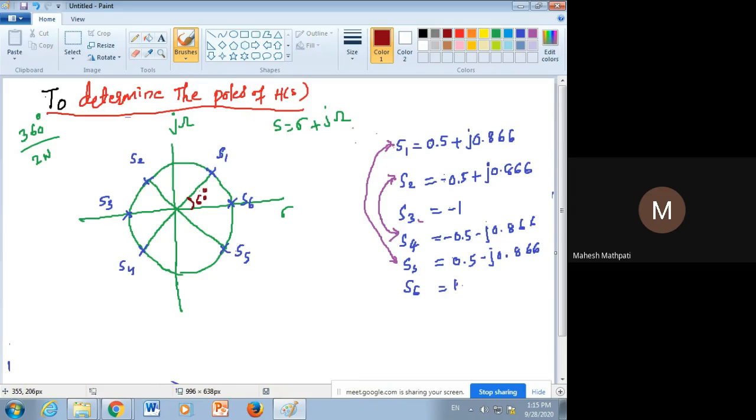ठीक है. तो अभी S1 का वैल्यू दिया हुआ है यहाँ पे. What is S1? S1 is 0.5 plus j 0.866. मतलब दोनों वैल्यू फर्स्ट क्वाड्रेंट में आएंगे, बराबर? दोनों पॉजिटिव है. So this is our first quadrant, then second quadrant, then third and fourth quadrant. As both are positive, S1 is lying in the first quadrant. Then what about S2?